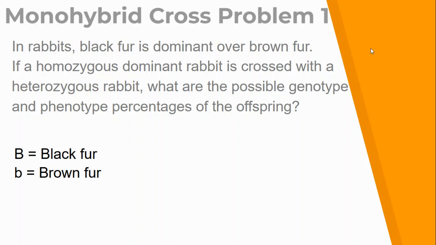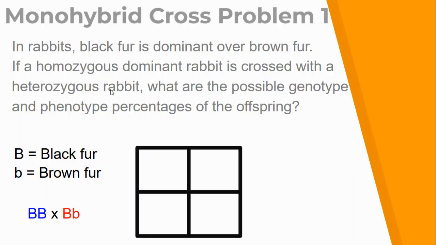Second step, I need to show the cross. So we have a homozygous dominant rabbit crossed with a heterozygous rabbit. A homozygous dominant, homo means the same, will have 2 dominant alleles. So we will have big B, big B for this first rabbit, and it's crossed with a heterozygous rabbit. Hetero means different, so this rabbit will have 1 big B and 1 little b. So here's my cross.